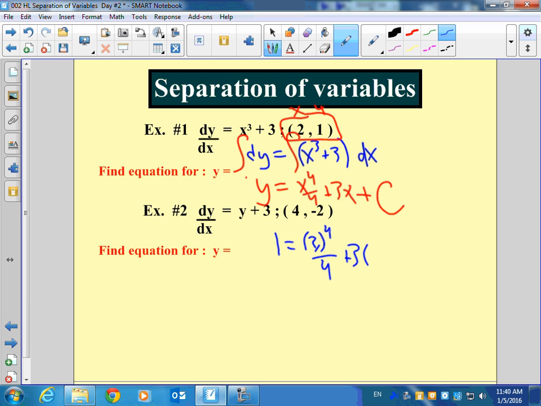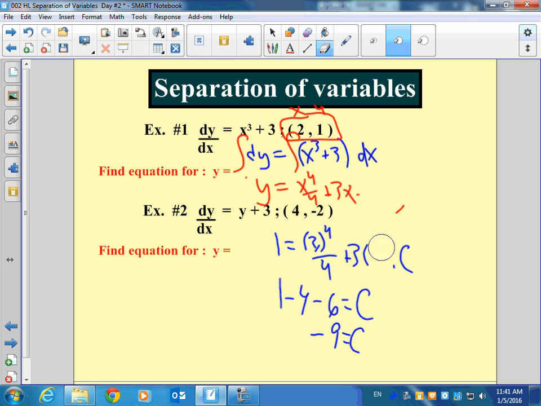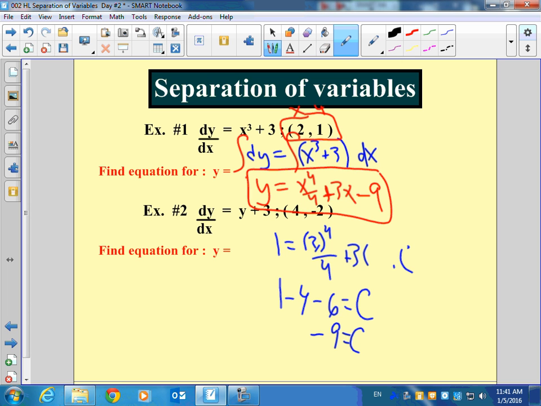2 to the fourth over 4, plus 3 times 2, plus c. So you're going to get 1 minus 16 fourths is 4, minus 6 is c, 1 minus 10 is negative 9. So my equation is going to be y equals x to the fourth over 4 plus 3x minus 9. That is the coveted y equals formula. And you did it using simple separation of variables.